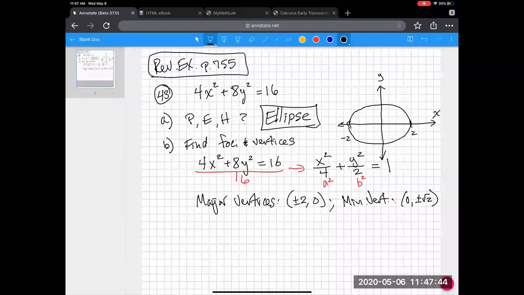So then we need to also find out the foci. For the foci, we want to remember that the Pythagorean relationship is that a squared is equal to b squared plus c squared. A squared is 4. B squared is 2. So that gives us that c is equal to square root of 2. That means my foci are square root of 2 to the right and square root of 2 to the left in my picture. And so I can identify those as plus or minus the square root of 2, 0.